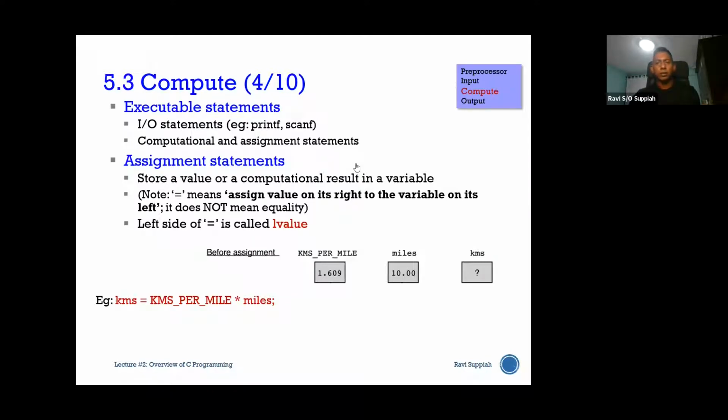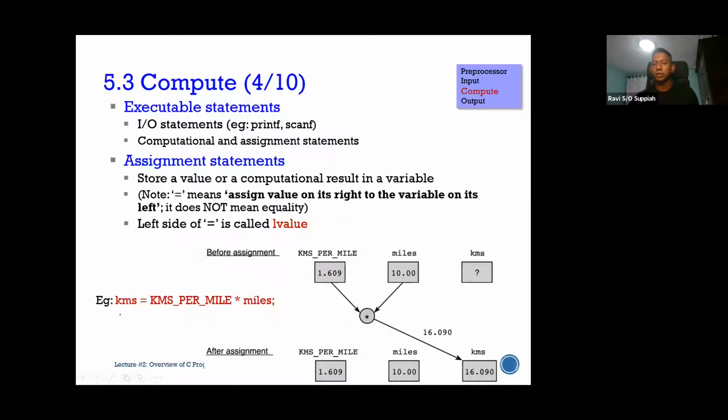Okay, so let's look at some of the computational part of it. So assignment statements basically means something equals to something. All right. So if I say like this, KMS is equals to some computation here. So what I'm basically telling the compiler to do is I want to do this computation, which is taking the value in the variable KMS per mile and taking the variable in miles, and I'm going to do a multiplication operation, and that result is going to be stored inside this variable called KMS.